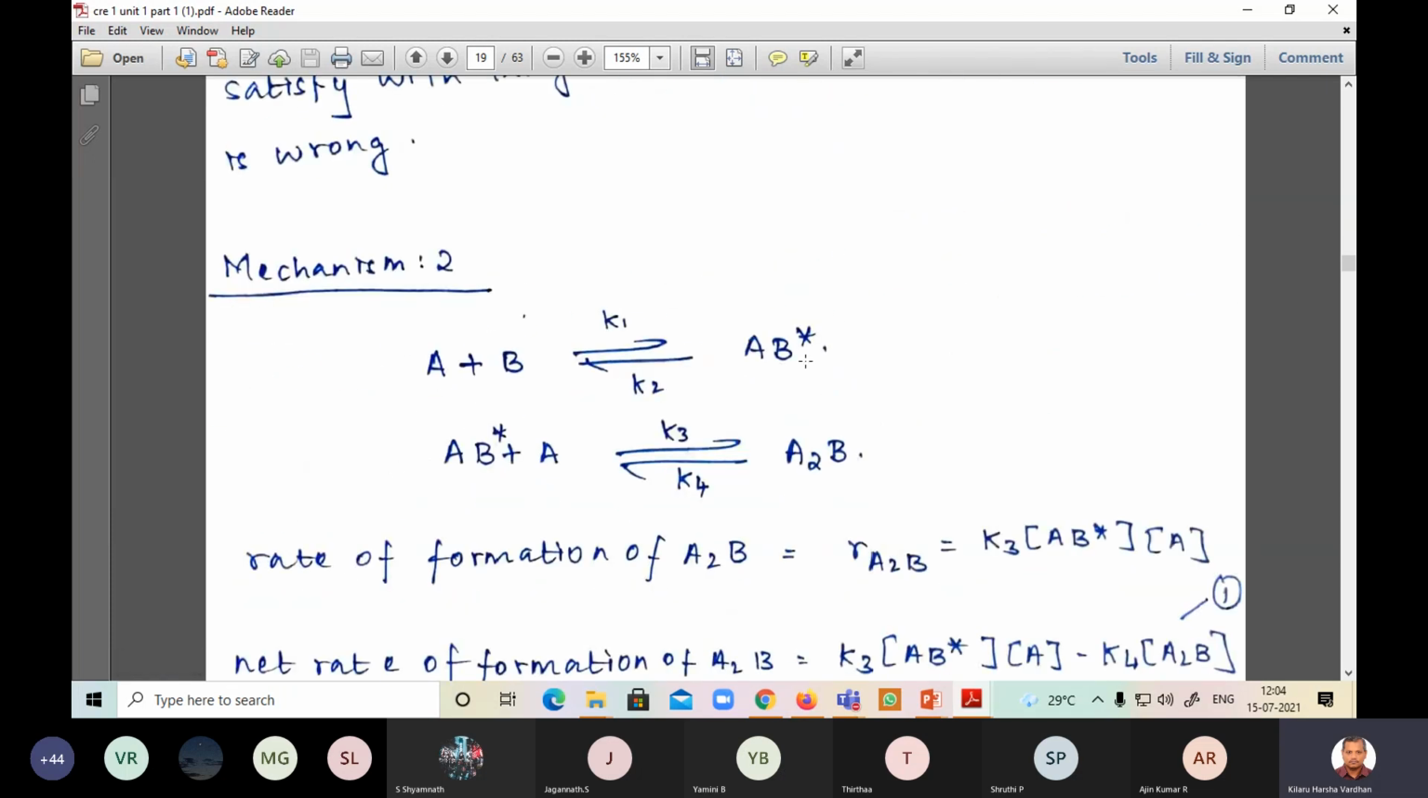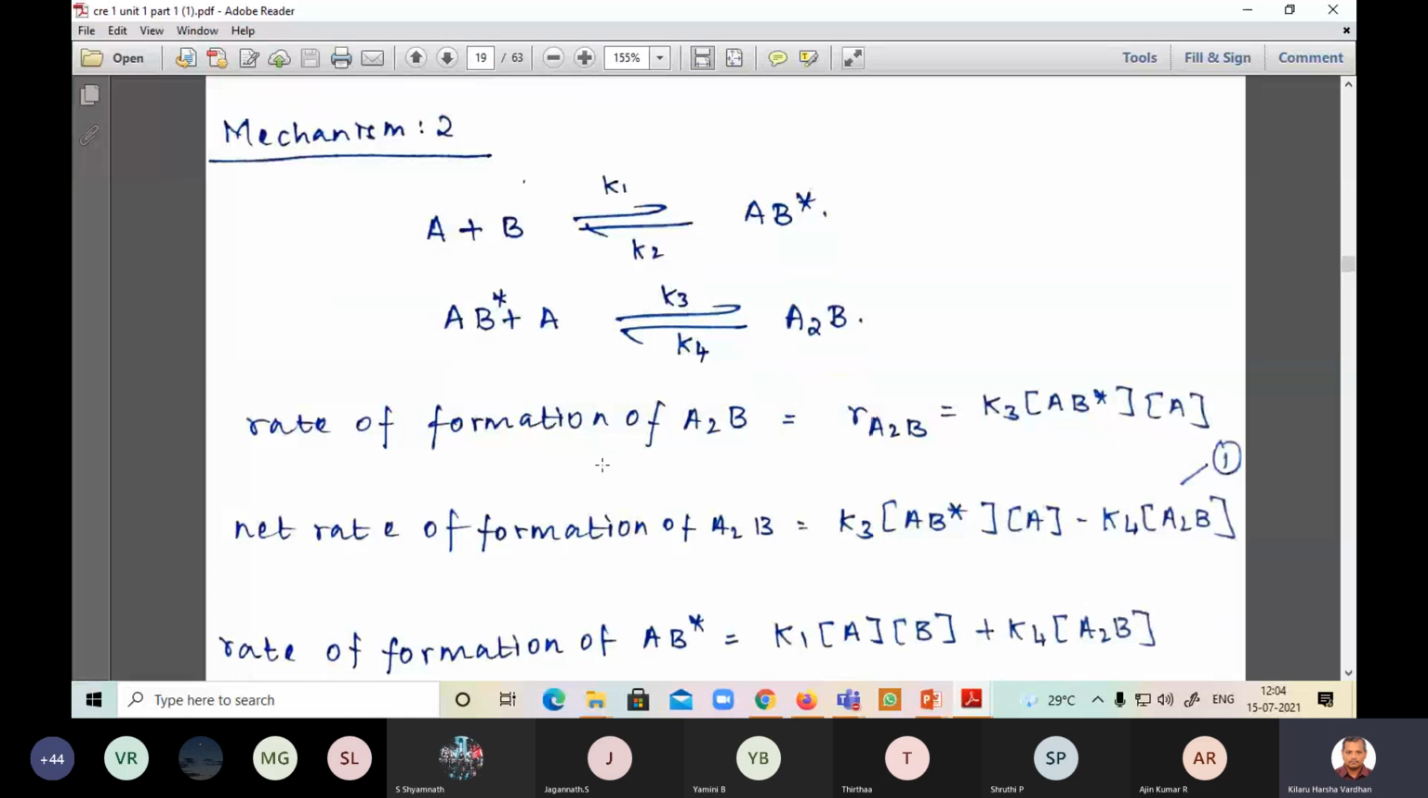A plus B gives you AB star, and AB star plus A gives you A to B. Again, 4 reactions. So AB star is the intermediate. Earlier you put A2 star as the intermediate. Now we are putting AB star as the intermediate. Now again do the same thing. Now you will get it, right? Copy down this and try to do it, and we'll meet in the next class.